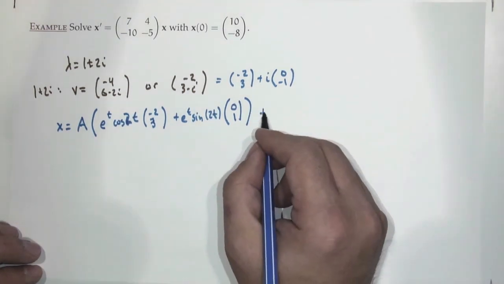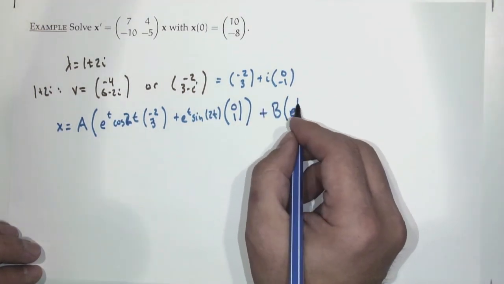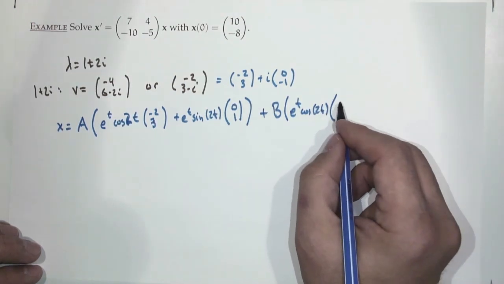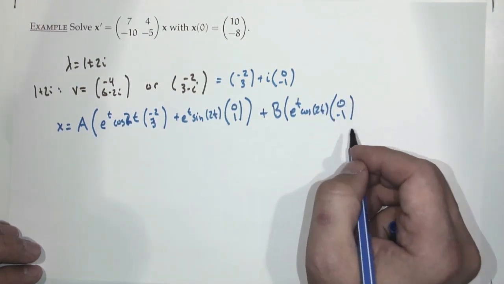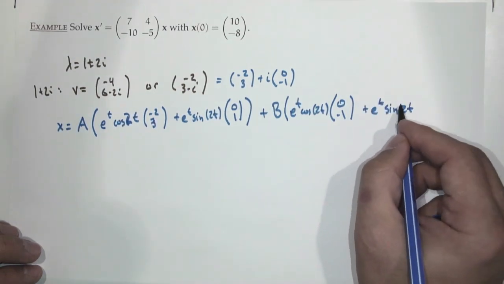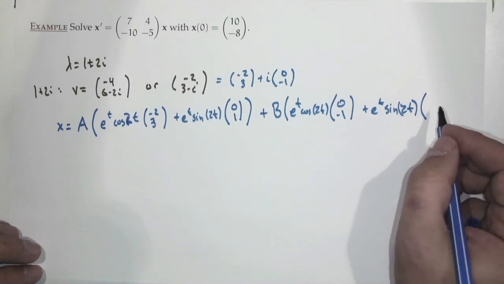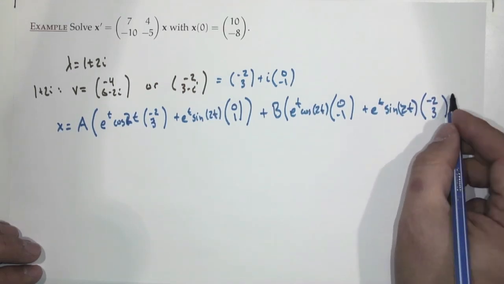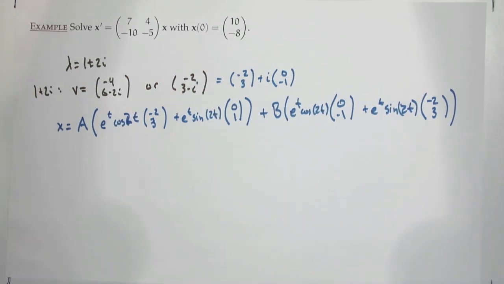What's the second part look like? e to the t cosine 2t times [0, -1]. e to the t sine 2t times [-2, 3]. Okay, so there's the general form. Are we done? No. What comes next? Initial condition.